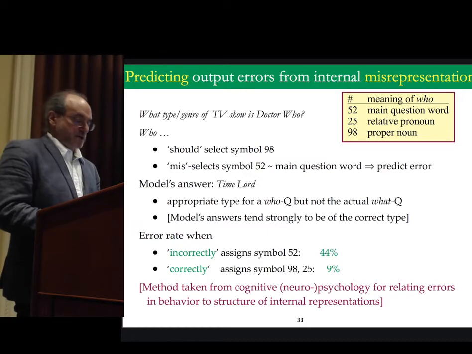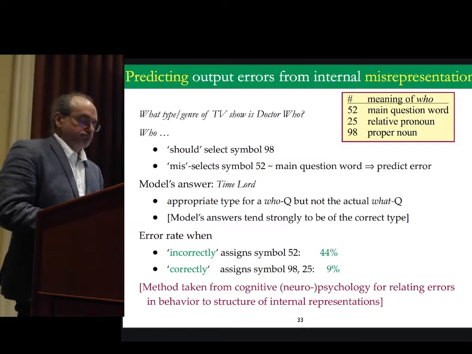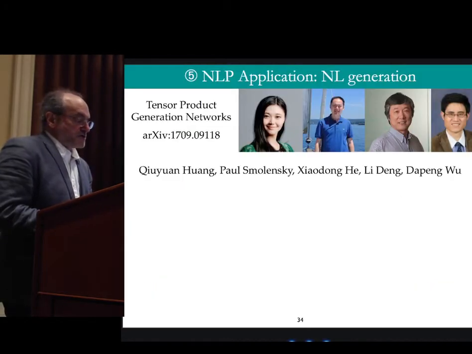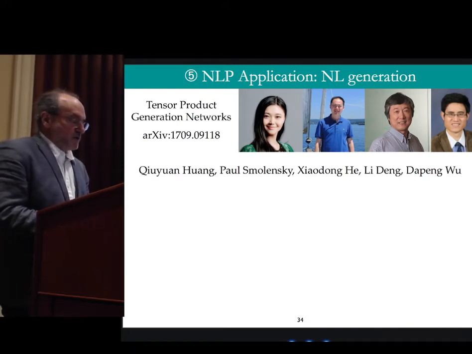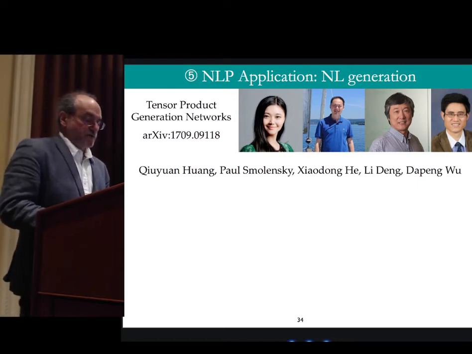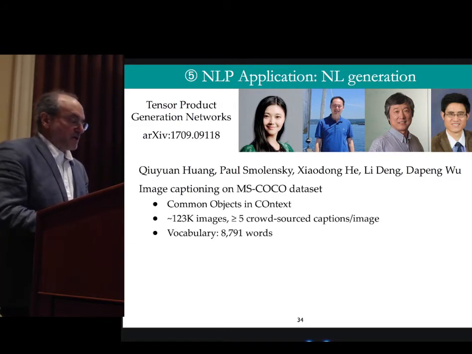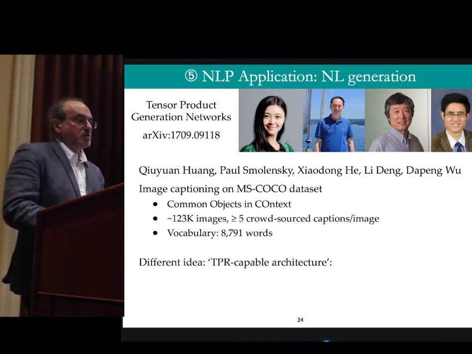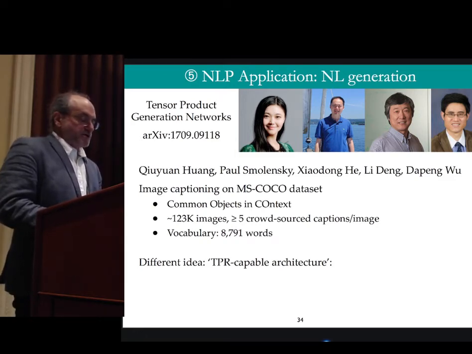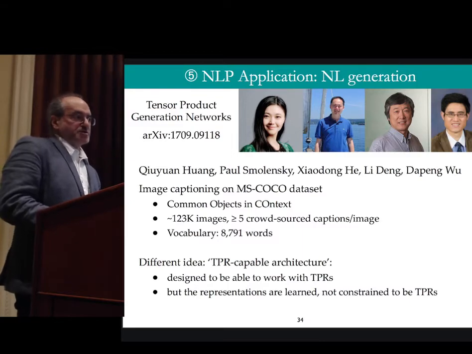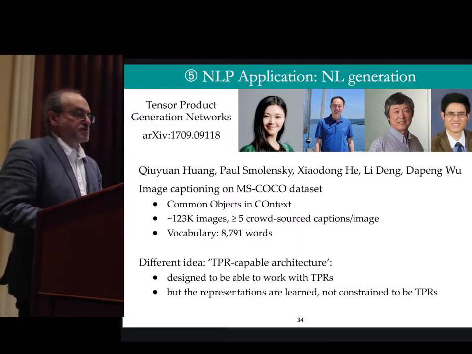So now moving quickly to the second application. This paper reports this project on arXiv. Here we use TPRs in a very different way for generating image captions. Here, it's the global architecture rather than the local internal representations that are TPR informed. The architecture is what we call TPR capable, in that it is designed to be able to work with TPRs, but the representations are learned, not constrained to be TPRs.